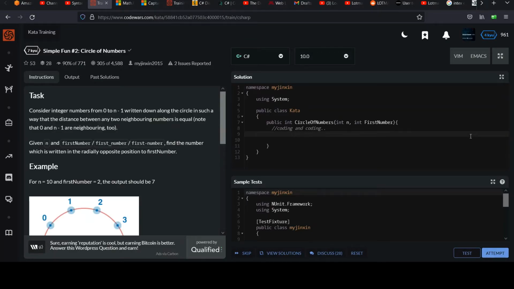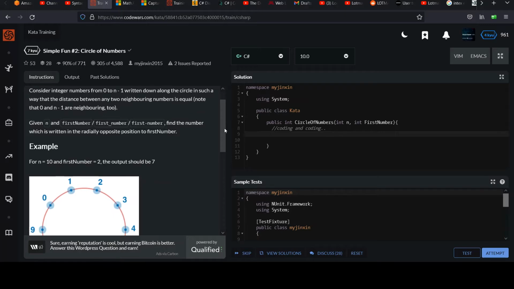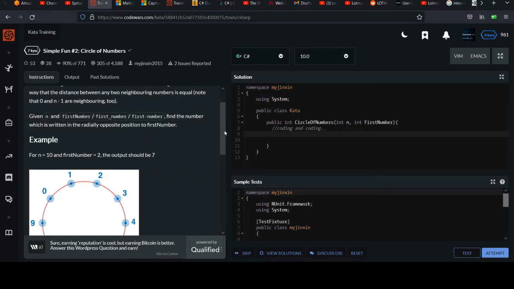This one's called Simple Fun Number 2, Circle of Numbers. Your task: consider integer numbers from 0 to n minus 1 written down along the circle in such a way that the distance between any two neighboring numbers is equal. Note that 0 and n minus 1 are neighboring too.